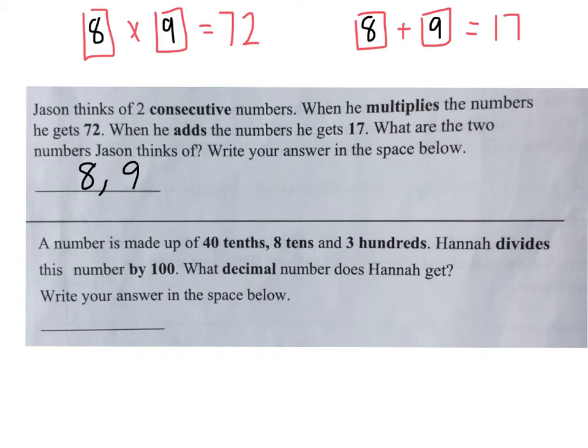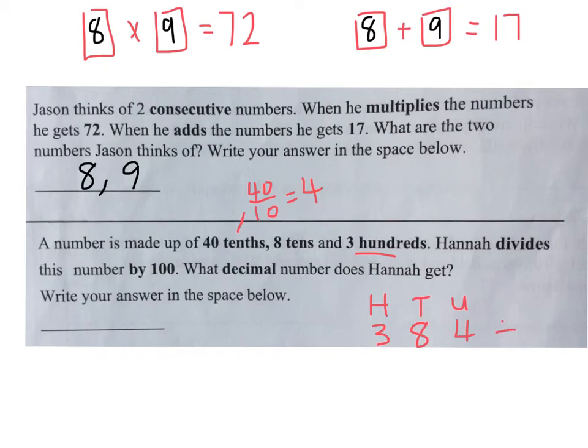A lot of times boys and girls are thrown off by this 40 tenths. 40 tenths. That is just 4 units. So now we can easily write out our number. We've got hundreds, tens and units. We know that we have 4 units. We've got 8 tens and we've got 3 hundredths.